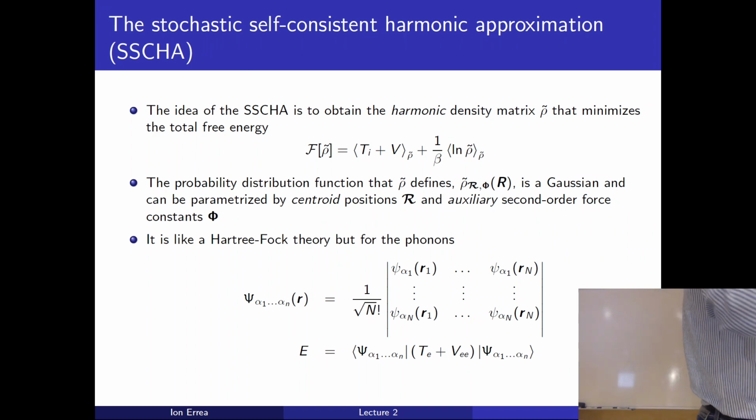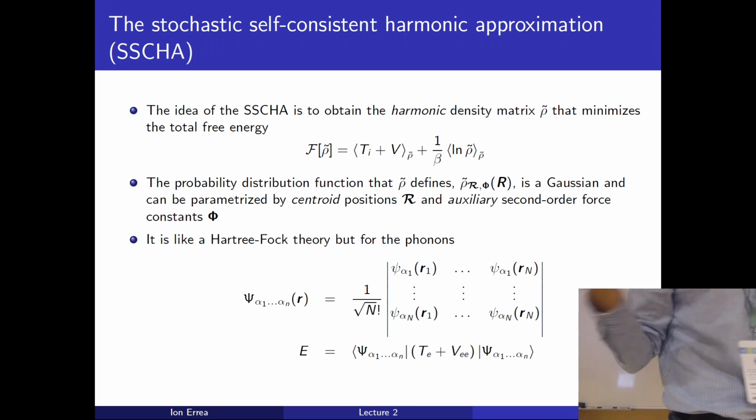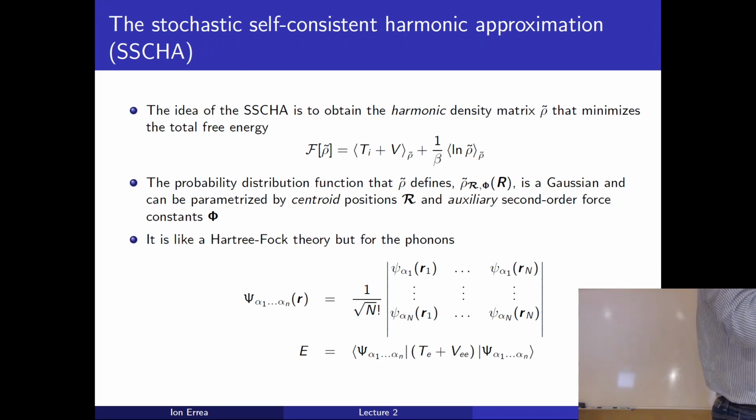And as it is a harmonic density matrix, the probability distribution function that it defines, which is basically the probability that we find an ion in a given position of space, is parameterized by two types of parameters. This calligraphic R, these are the centroid positions, somehow where is the center of our ionic wave function. And then we have some kind of auxiliary second order force constant, that in the end tells us what is the width of this wave function around the centroid position. That's all they tell us, okay?